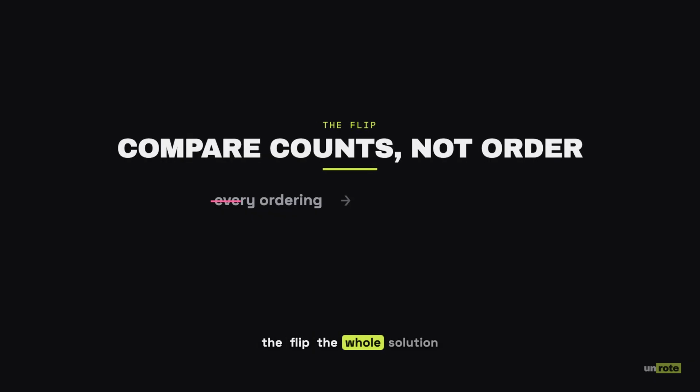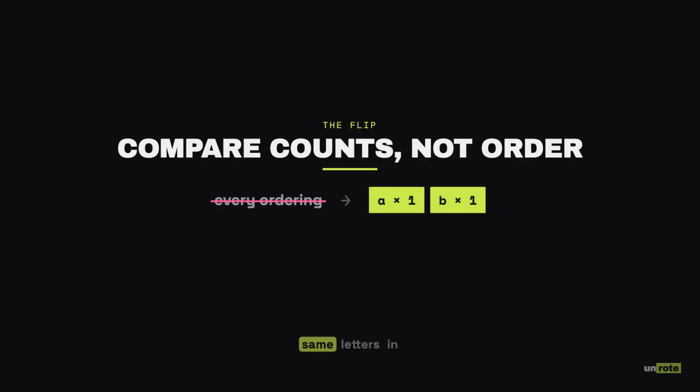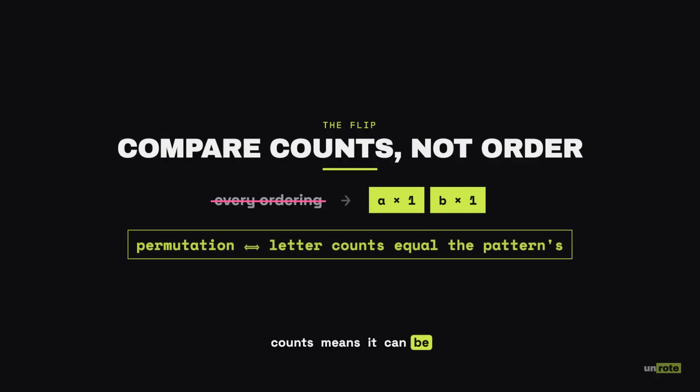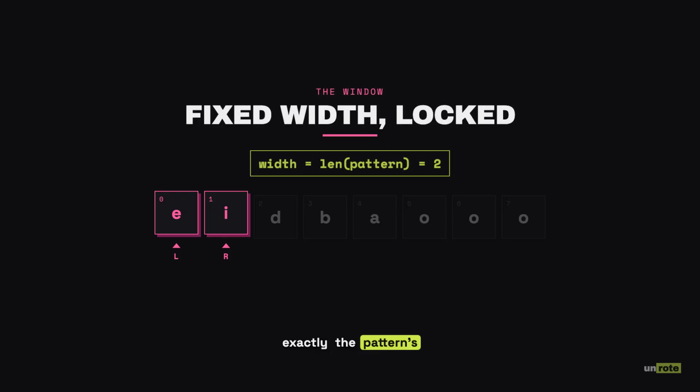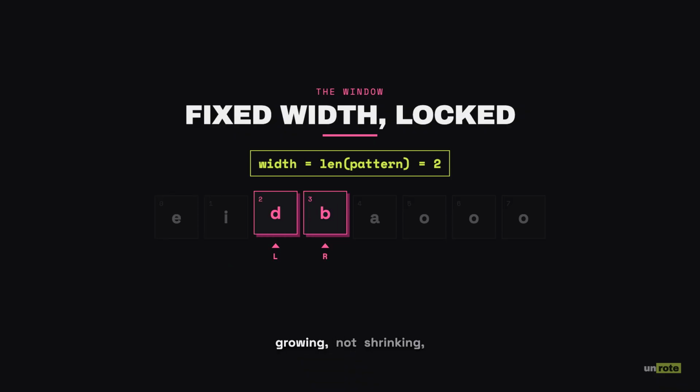Here's the flip the whole solution turns on. We never needed the arrangements. A stretch of text is a permutation of the pattern exactly when it holds the same letters in the same amounts. Same counts means it can be rearranged into the pattern. So stop comparing orderings and compare letter counts instead. And because a permutation has exactly the pattern's length, the window we slide is a fixed width, not growing, not shrinking, locked to the pattern's length.